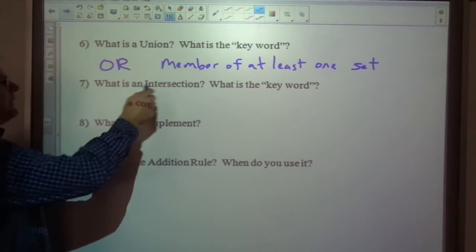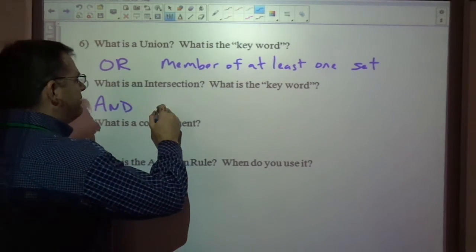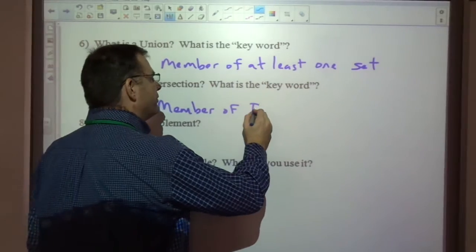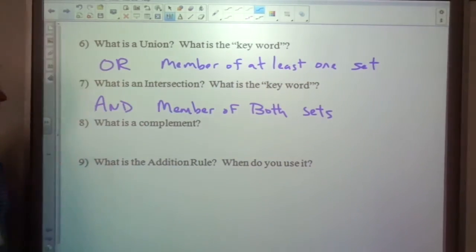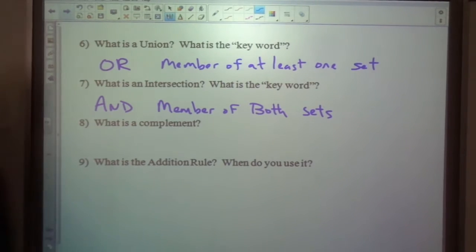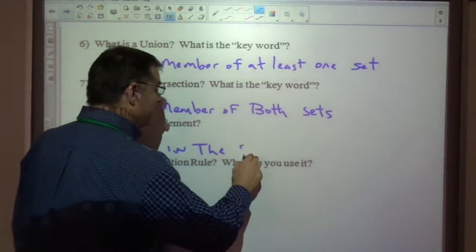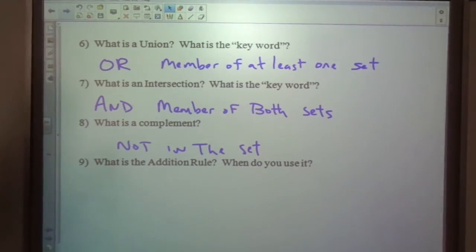For the intersection, the key word is "and." This would mean you would need to be in both groups, a member of both sets. Complement means not in the set. So if I said, who's the complement of blue eyes, it means anybody that doesn't have blue eyes.